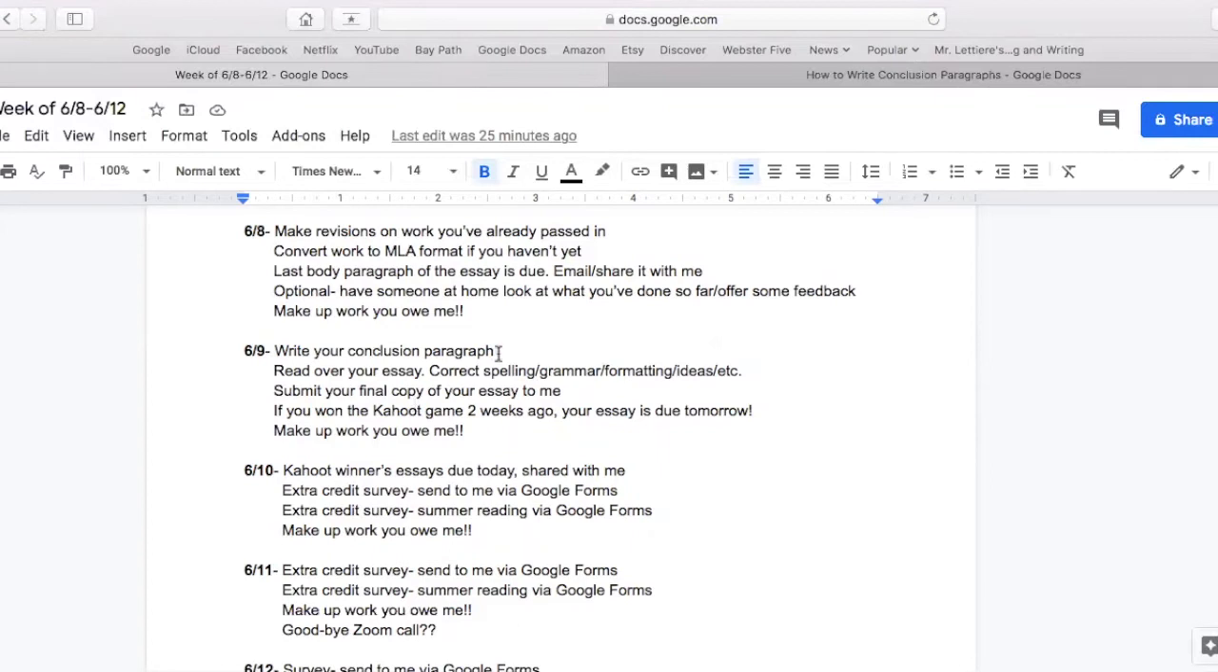You'll write your own conclusion paragraph, then you'll read over your essay again, correct spelling, grammar, formatting, any ideas, etc. And then you'll submit your final copy of your essay to me, nice and clean, ready to go. Submit it. That's it. And you're done with your essay. Again, if you won that Kahoot game 2 weeks ago, your essay, you can just submit that tomorrow.